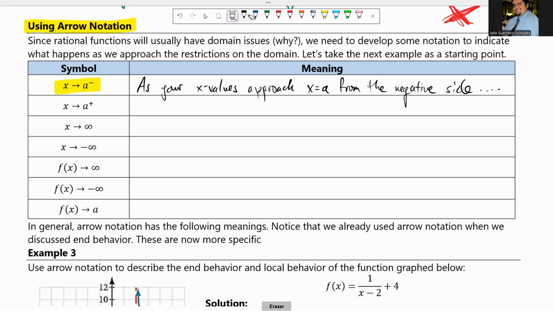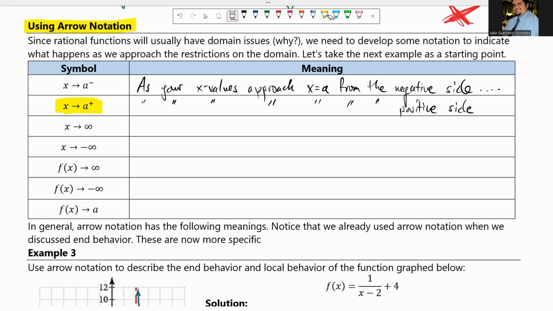So hopefully you see what's coming up, right? What does this thing mean, right? It means the exact same thing as your x values approach x equal a from the positive side. So for this one, x equal a from the positive, we are approaching from the positive side. Another way that we tend to say it is we're approaching it from the right side, since the right side has all the positives, right? Okay.